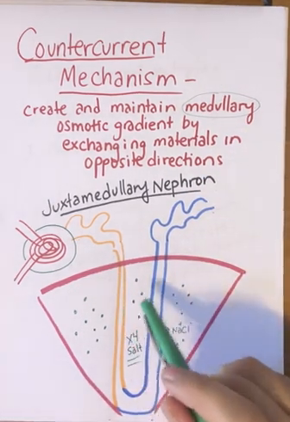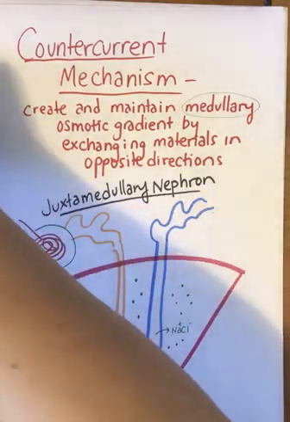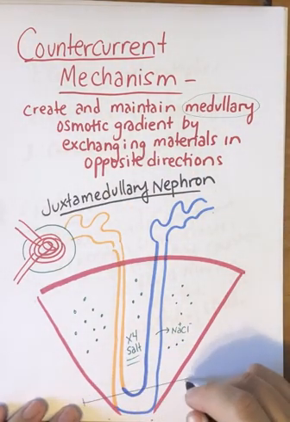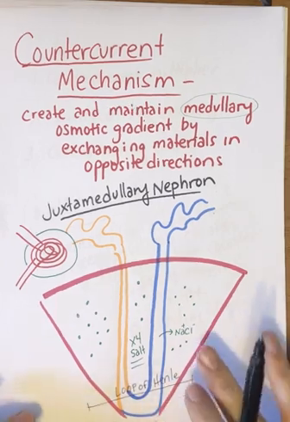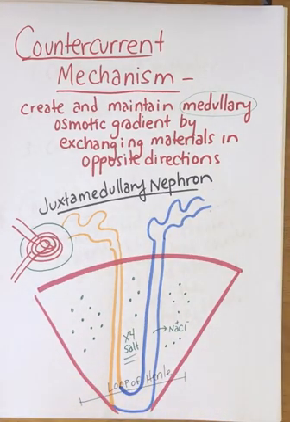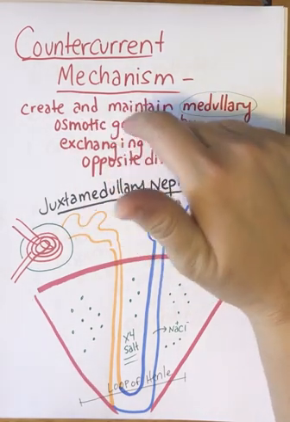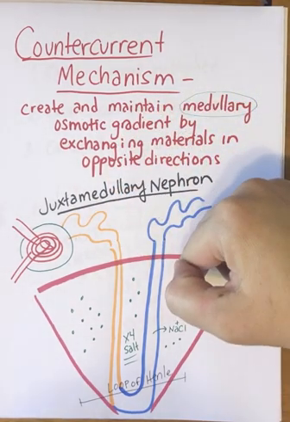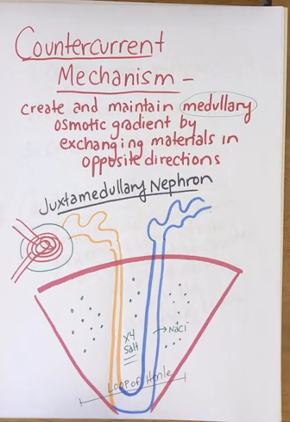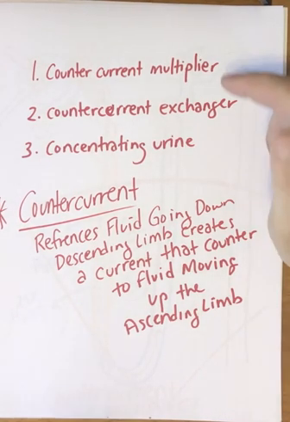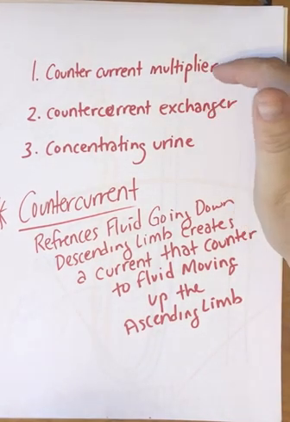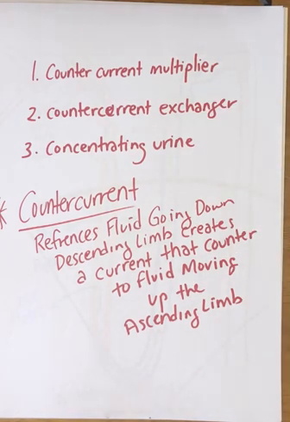The countercurrent mechanism is always going to be your juxtamedullary nephrons, and it's always going to pertain to the loop of Henle and what's going on with the loop of Henle. The whole job of the countercurrent mechanism is creating an osmotic gradient, which is a different amount of concentrations of solutes in the medulla versus the nephron loop. So it occurs in the juxtamedullary nephron. When we talk about the countercurrent mechanism, there are three things you need to understand: the countercurrent multiplier, the countercurrent exchanger, and concentrating urine and how it occurs.